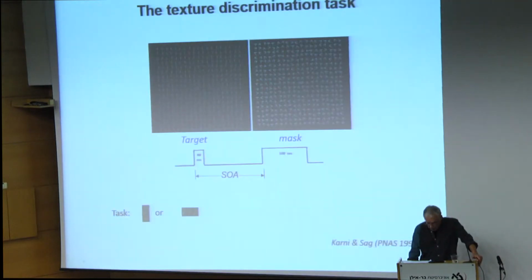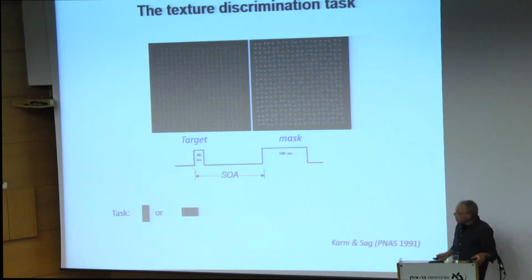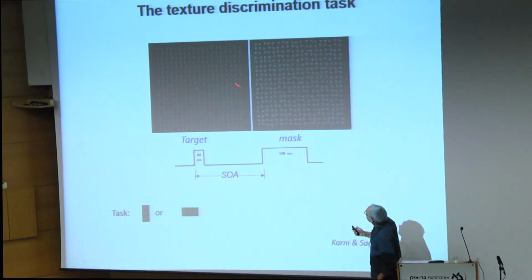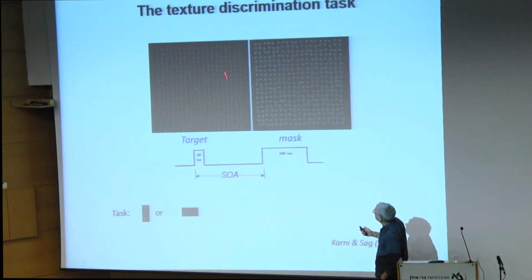Okay. So the experimental paradigm we use is the texture discrimination task. In this task, there is a target. It's difficult to see from here. There is a target here. The three lines, which are here, are aligned horizontally. In half of the tiles they are aligned vertically, and subjects need to identify the global orientation of these lines, vertical or horizontal. This is presented for a short time.